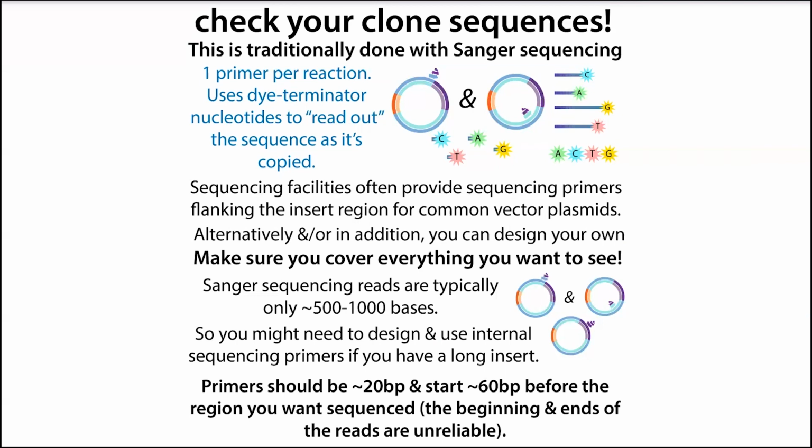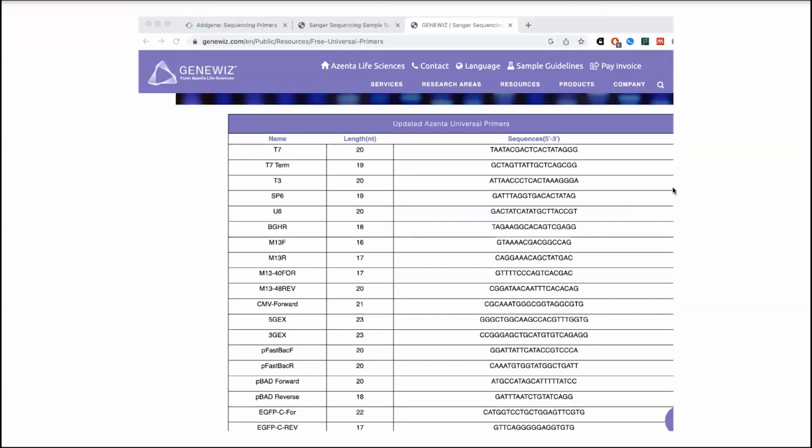Whether it's a primer for the vector or an internal primer, typically these primers should be about 20 base pairs and start about 60 base pairs before the region you want sequenced, because the beginning is going to be unreliable. And you can look at sequencing facilities, which will often have a list of what they call universal primers. Often these are generic for the backbone, but there are different ones for different vectors. And often you can have them add that primer for you.